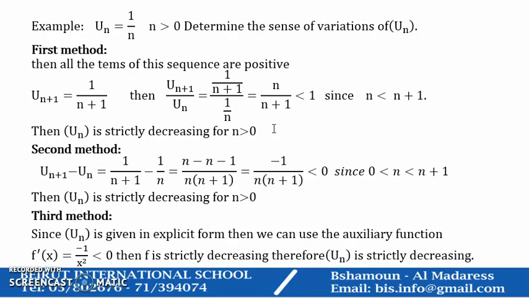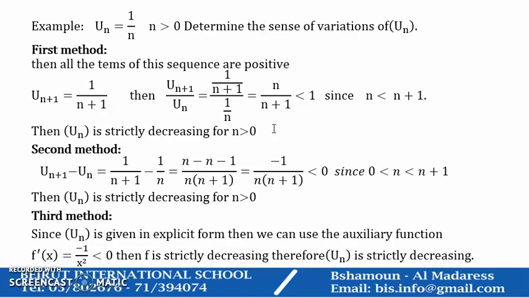Example: I'm going to apply the three ways of determining the sense of variation of a sequence. Suppose that I have un equals 1 over n, and definitely n is strictly greater than 0 because n is not equal to 0 and n is a natural number. Then all the terms of this sequence are positive. u(n+1) equals 1 over (n plus 1), then we replace u(n+1) over un in terms of n, so u(n+1) over un equals (1 over (n plus 1)) over (1 over n), which gives us n over (n plus 1). Since n is less than n plus 1, then n over (n plus 1) is less than 1. Then un is strictly decreasing for n greater than 0.